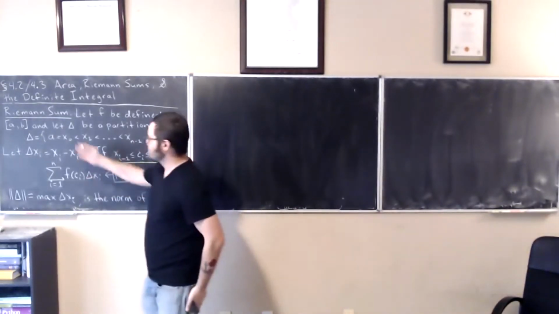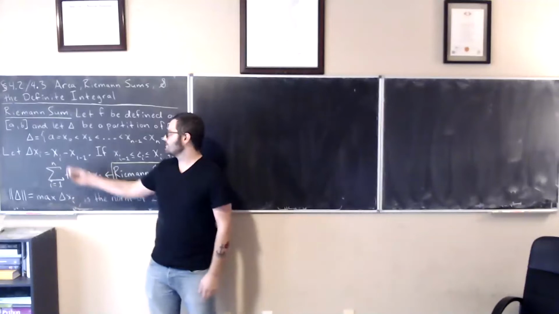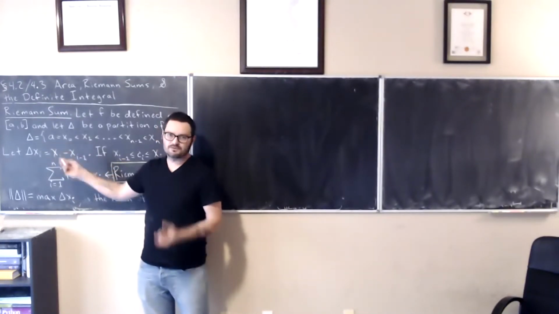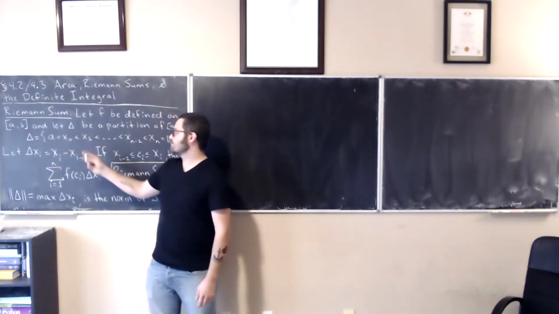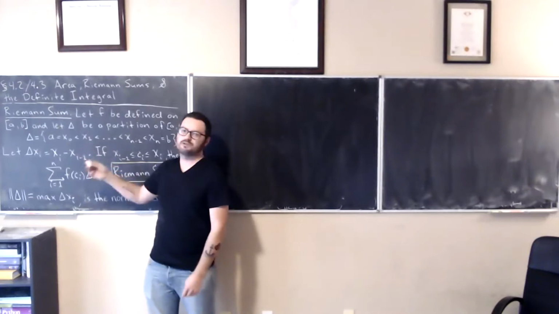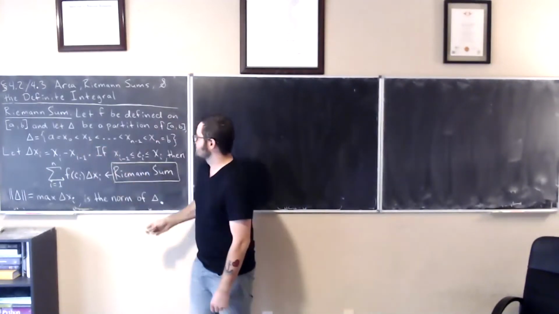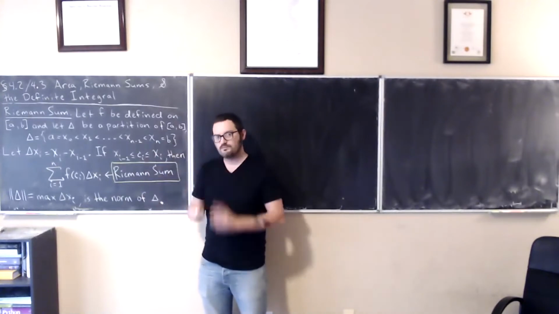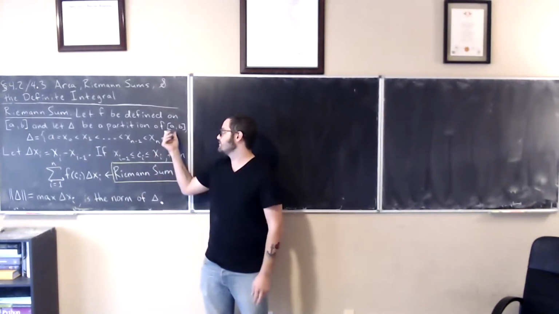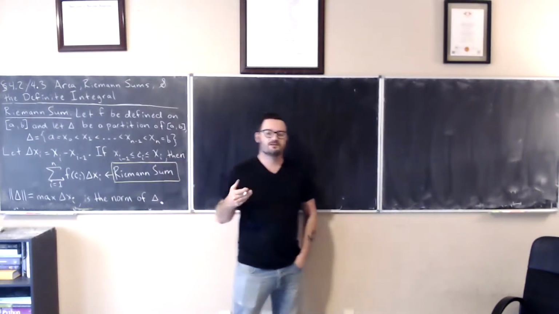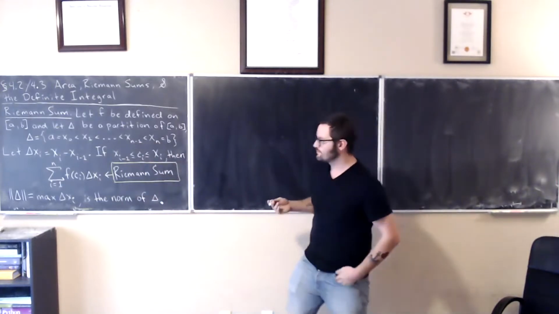So for example, with this partition here, we would have a is equal to x naught. So then the first subinterval would be a to x1, or x naught to x1. The second subinterval would be x1 to x2, so forth and so on, until we get to xn equals b, where the final subinterval of that interval would be x sub n minus 1 to xn, where xn is equal to b.